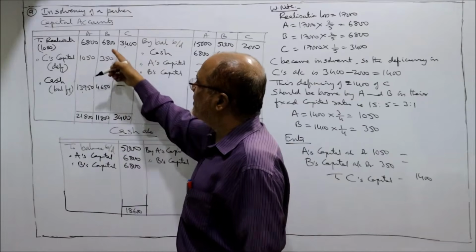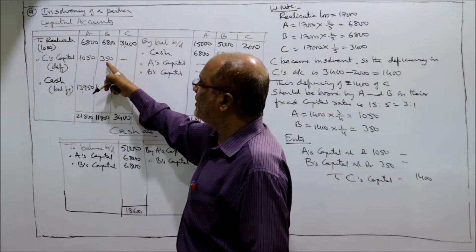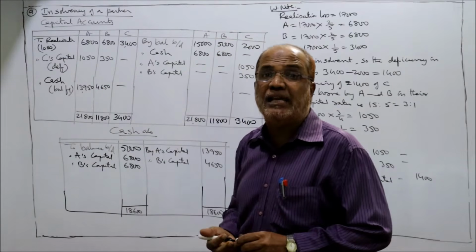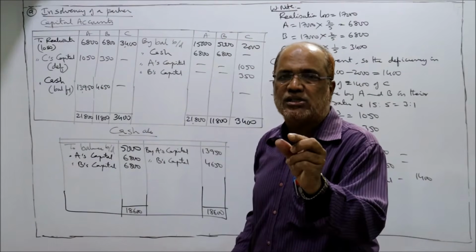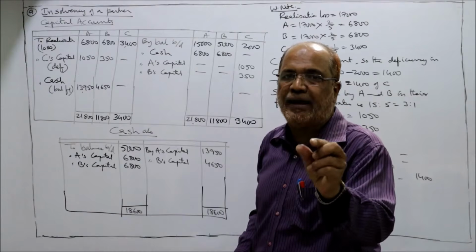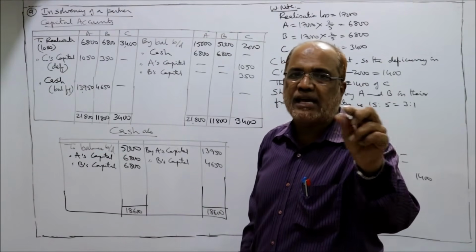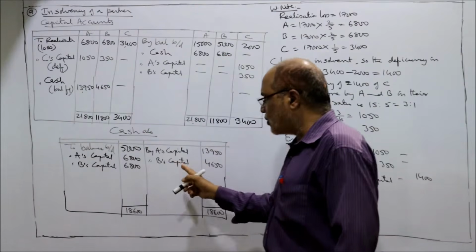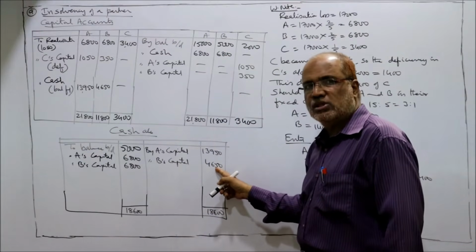Out of 11,800, subtract 6,800 and 350. Both these amounts you subtract, you will get 4,650 balancing figure. So this 4,650 is the cash to be paid to B. तो B's capital account debtor to cash. तो B के capital account को डेबिट कर दिए, कैश को क्रेडिट करेंगे by B's capital 4,650.